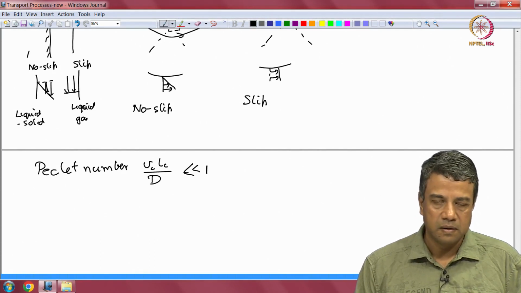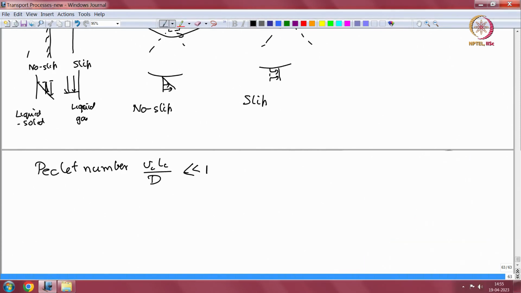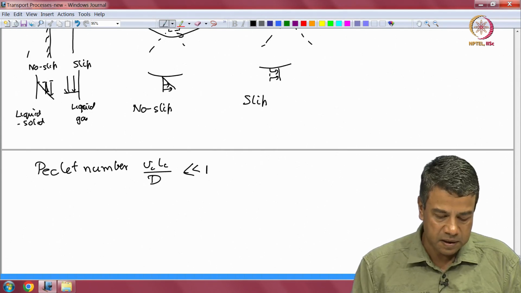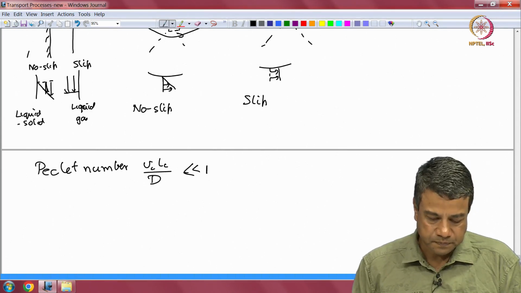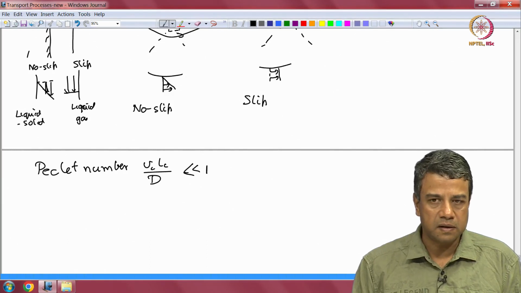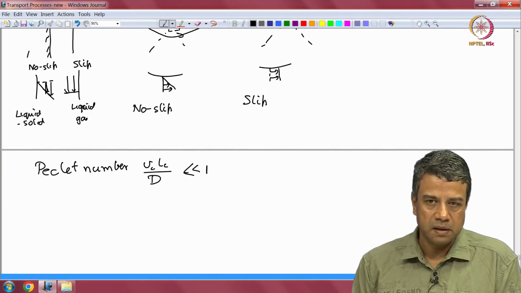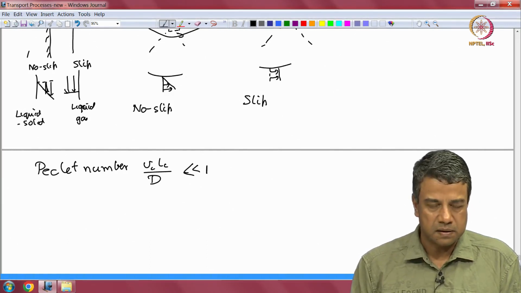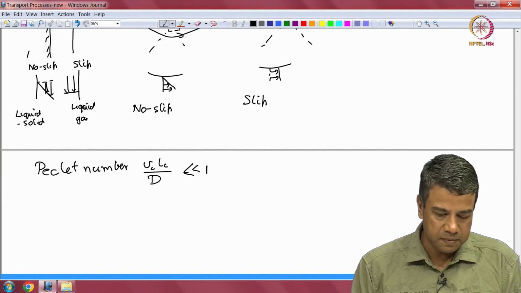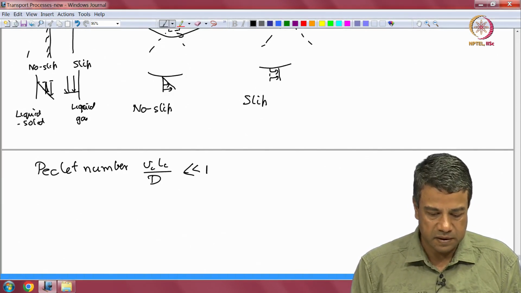earlier. There we saw that the friction factor and the drag coefficient have to decrease as 1 over Re. In that case we had defined the friction factor and drag coefficient by scaling it by the inertial scales. So, when scaled by the inertial scales, this scales as 1 over Re.